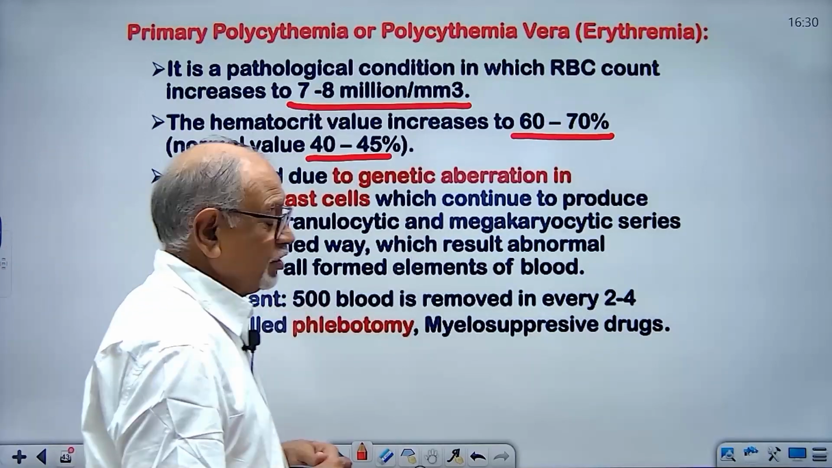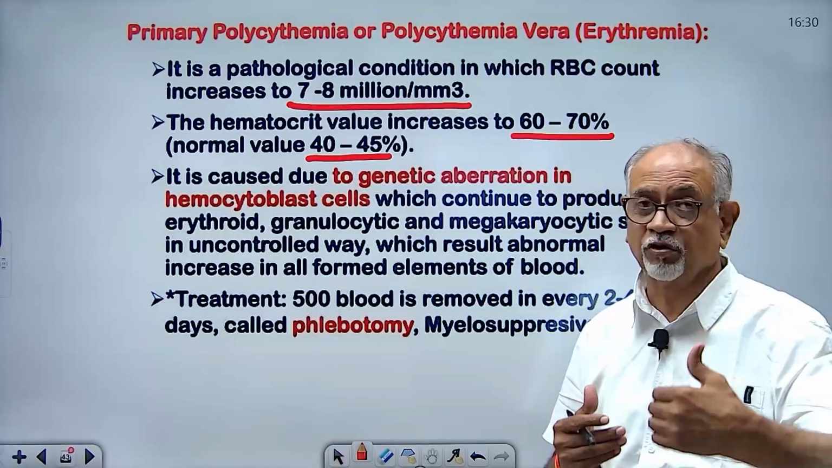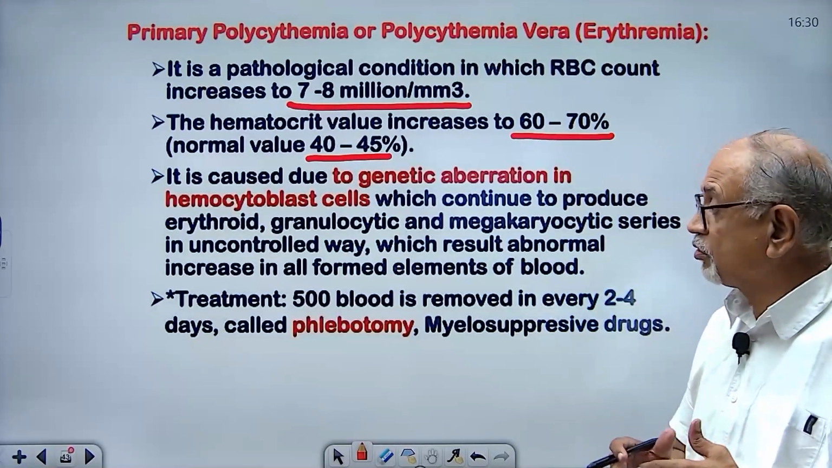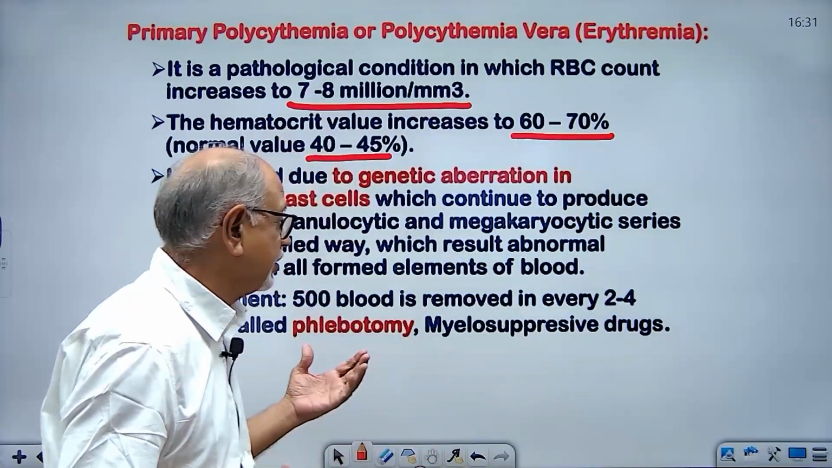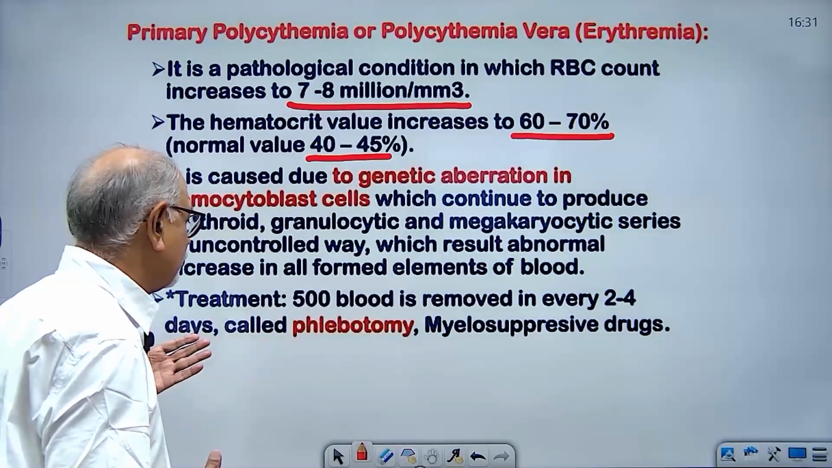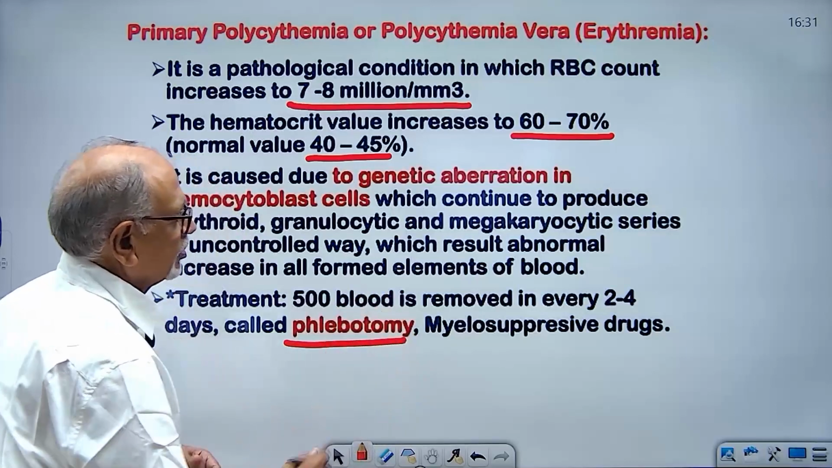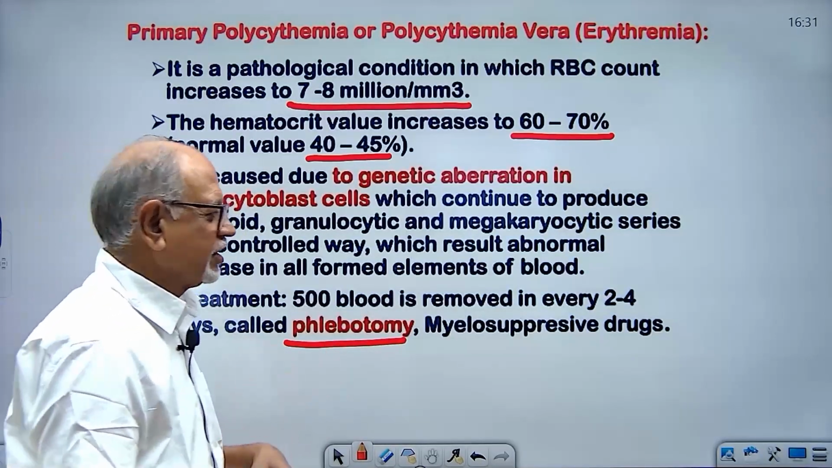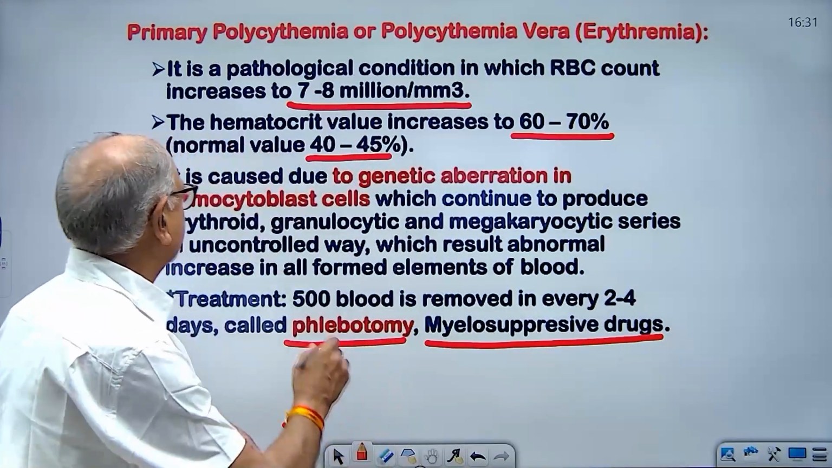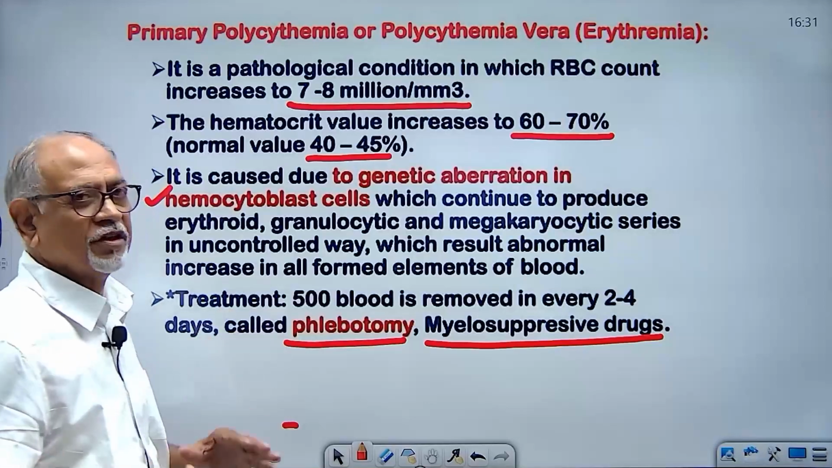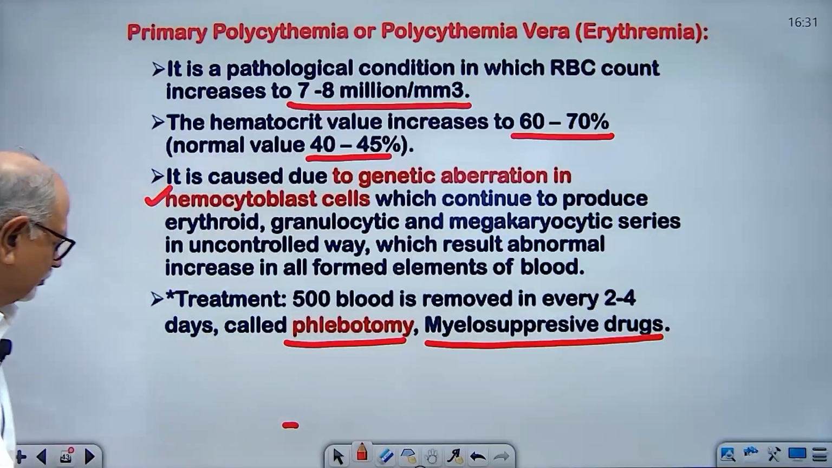The treatment is, because all the formed elements increase in the blood, so viscosity of blood increases. For controlling that, nearly 500 ml of blood from the patient is withdrawn every 2 to 4 days. This is called phlebotomy. Or certain myelosuppressive drugs are given, which suppress the activity of hemocytoblasts, thereby reducing the production of formed elements of blood, including RBCs.